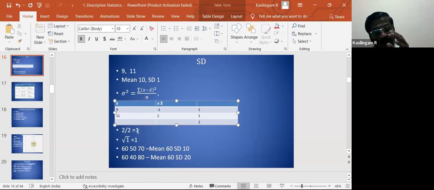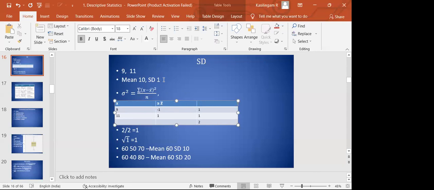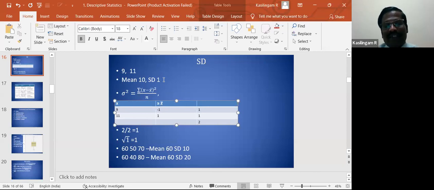Now see what happens. We want only the actual deviation, but to avoid 0, we have put a square. We have to remove that square, so we are taking the square root. The square root of 1 is 1, so the answer is the same, 1. Understood or not understood? If you don't understand, leave it. This is very simple mathematics only.